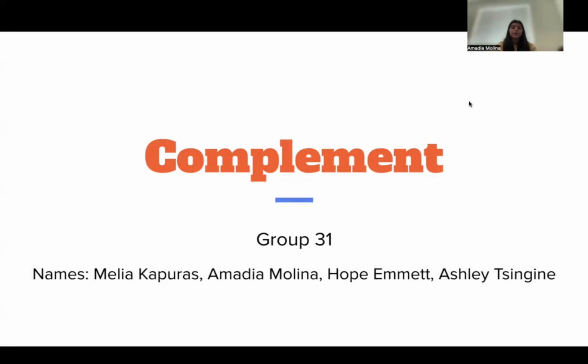Hello, today we'll be talking about complement. Complement is a group of proteins in the blood that help the immune system fight infections. So complement can directly kill pathogens by forming many different complexes, which we'll cover in this presentation, as well as the different pathways and C3 convertase.